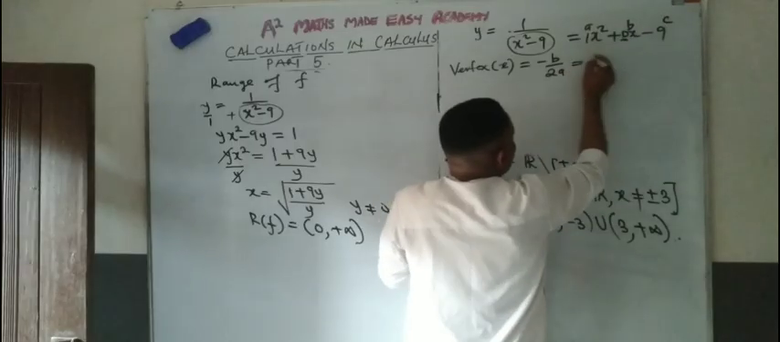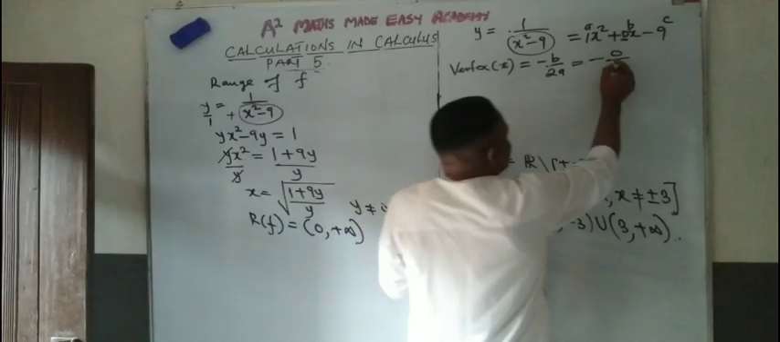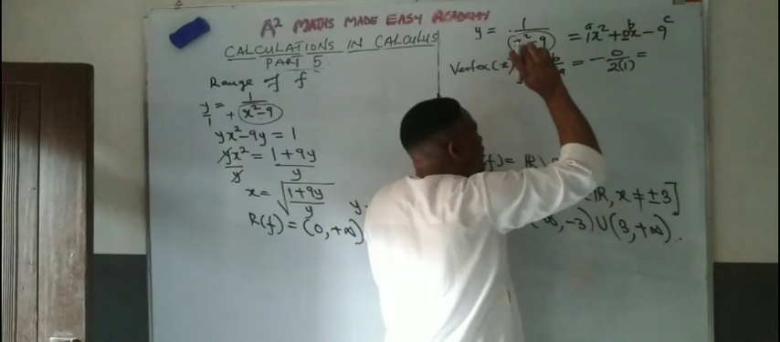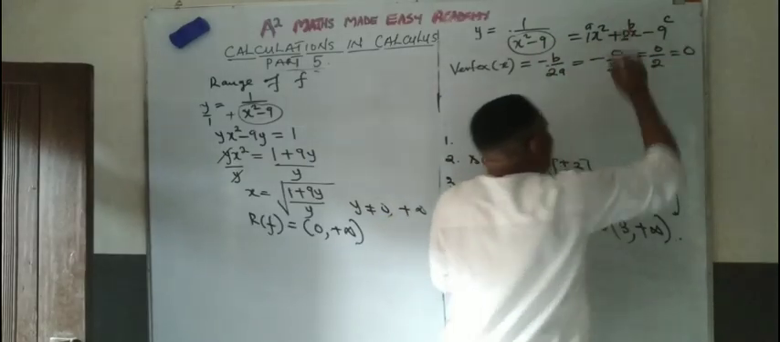Can we substitute? This is minus b, which is 0, all over 2 times a, and a is 1. Now here we go. Minus times 0 is already 0 over 2 times 1 is 2. What is the vertex? The vertex is 0.